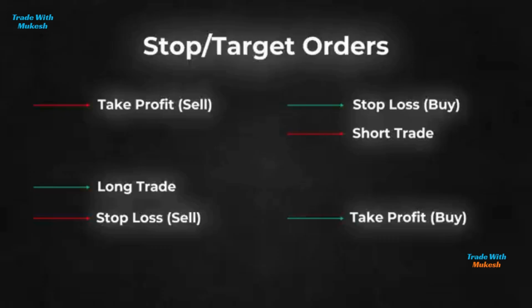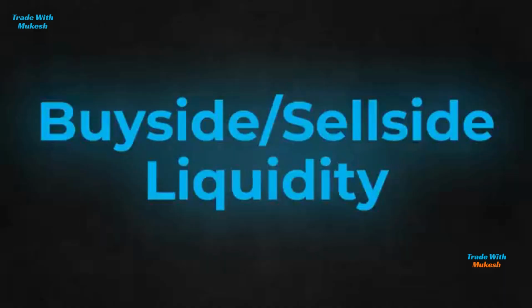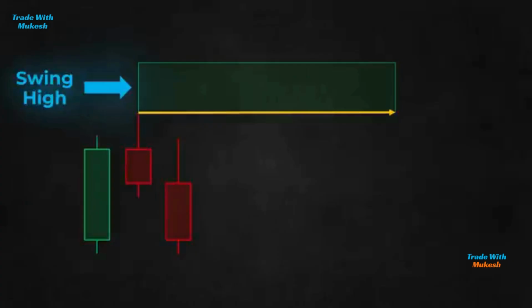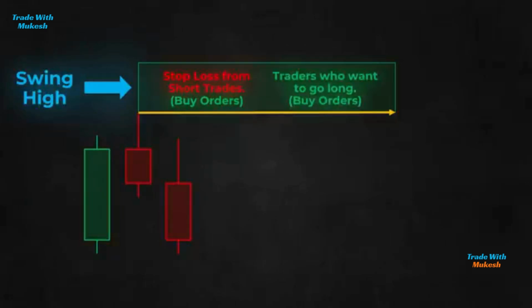This idea leads us directly to the concept of buy-side and sell-side liquidity. Just above a swing high, there are a lot of stop orders from short trades, which are buy stop orders, and there are also a lot of buy stop orders from traders who want to go long if price surpasses the swing high. In ICT terms, this level represents buy-side liquidity.